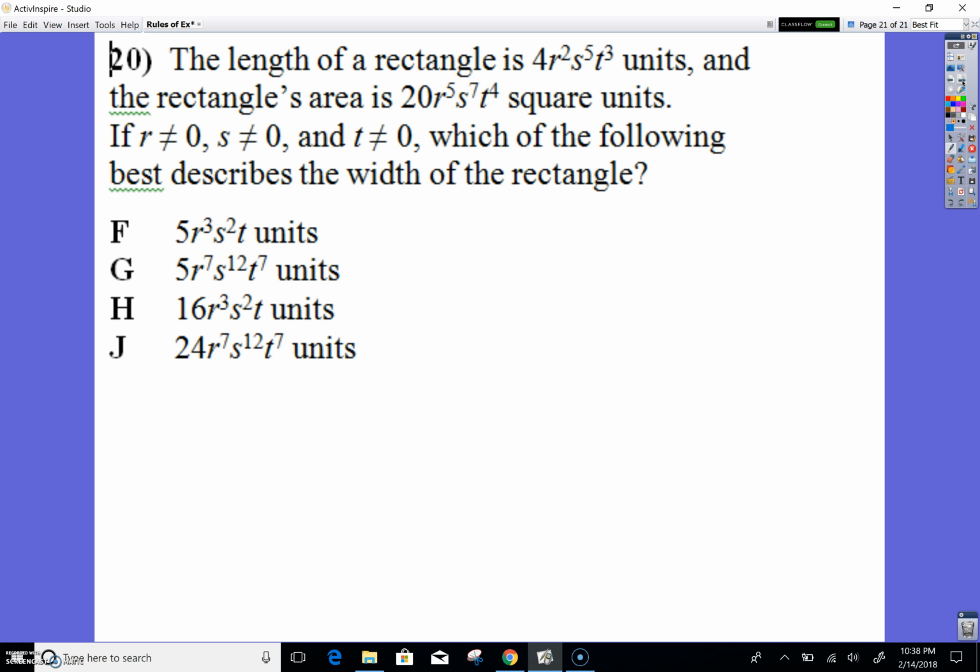Okay, word problem. They want the width, okay? So they give us the area, okay? So, all right, try those and turn it in.